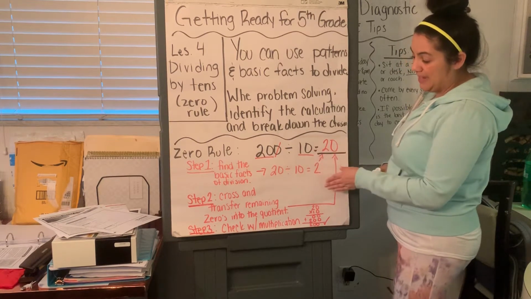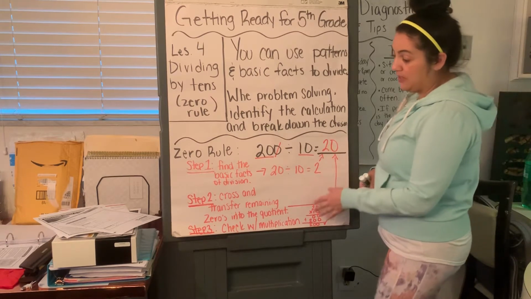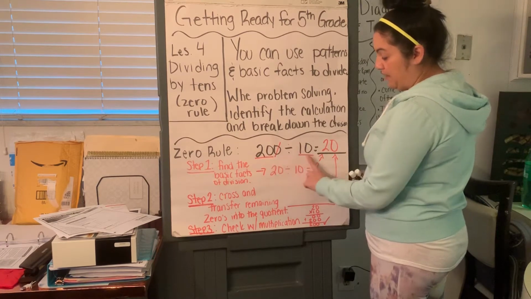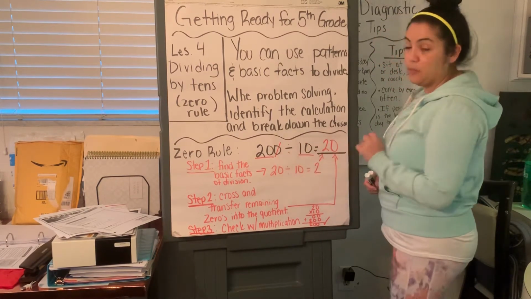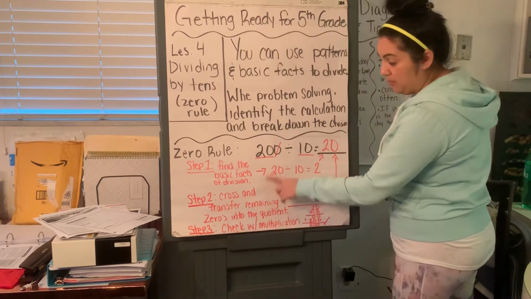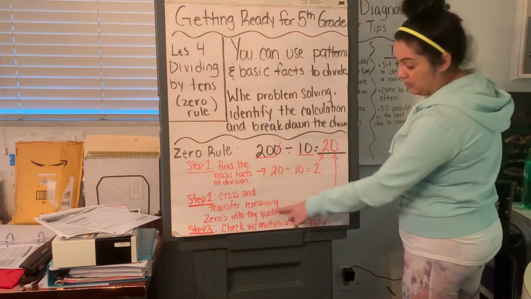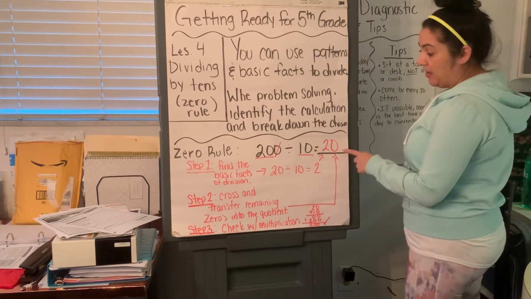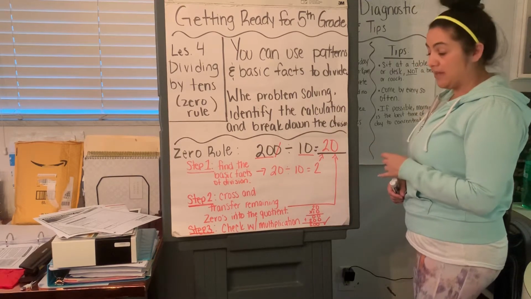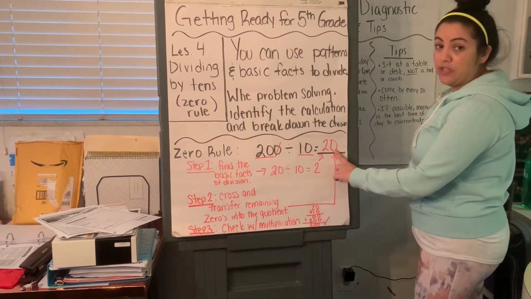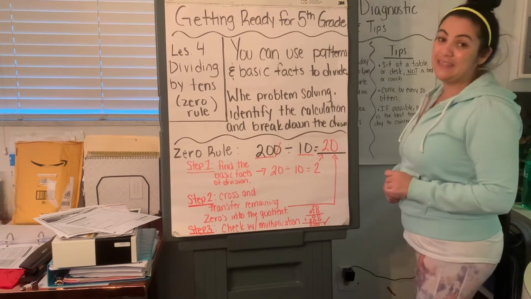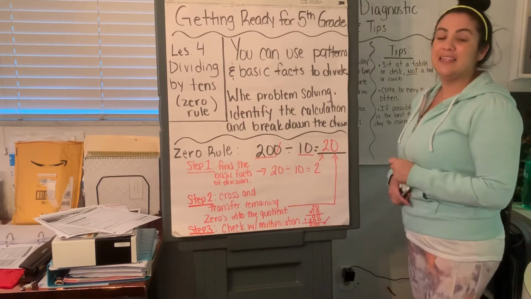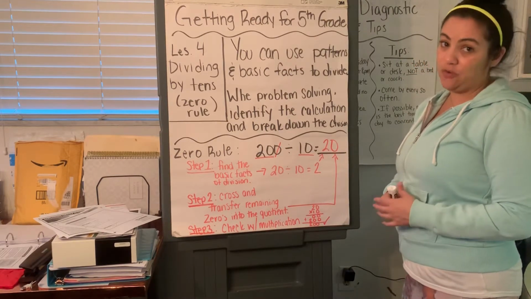Then my next step would be to look at the remaining zeros. So I've used this number, and the only thing left I have is this 1 0. So I'm going to transfer the remaining zeros to my quotient, as you see, step 2, and I'm done. Not quite. Here, I need to make sure that my division is correct by multiplying. So I take my quotient and I multiply it times my divisor. 20 times 10 does give me 200, so this zero rule calculation is correct.